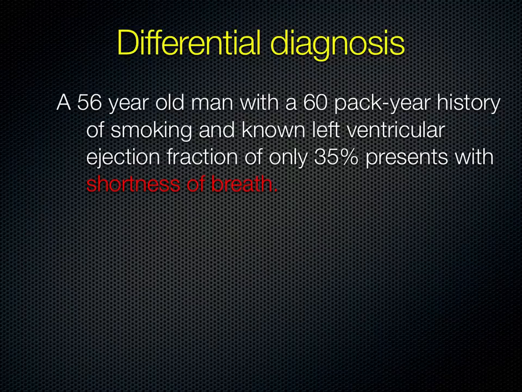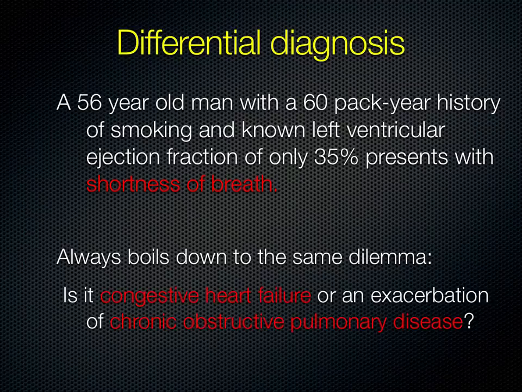This patient could equally have a CHF exacerbation, could have a COPD exacerbation, and it always boils down to the same dilemma. What's going on and how do we treat them initially? Often what happens is this patient receives a shotgun approach in which we treat them with nebs and steroids and antibiotics, but as well as Lasix and afterload reduction, and it's not really clear what we're aiming for.